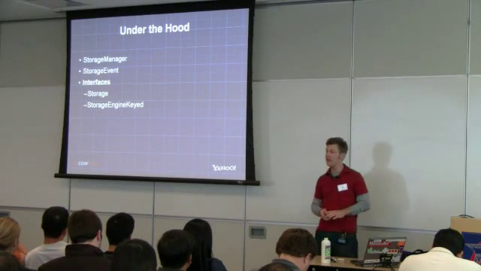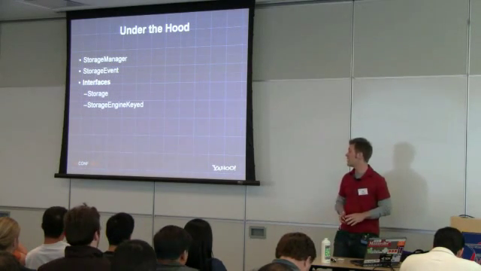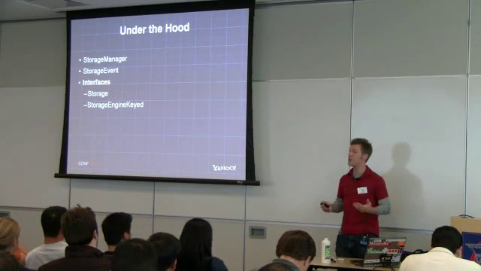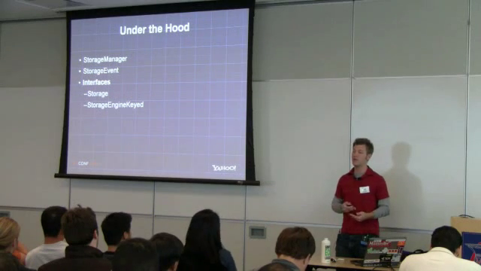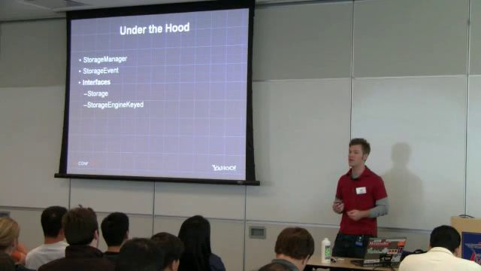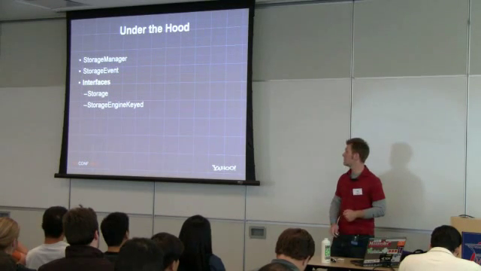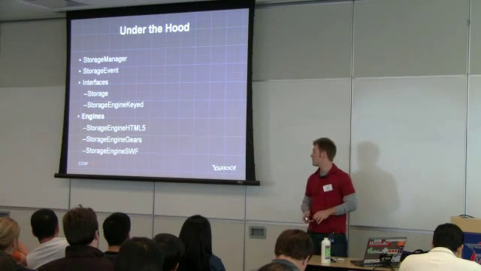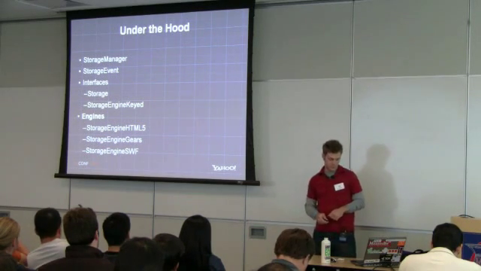Now, the storage engine keyed is also an interface, and it's been implemented by the Swift and Gears engine. What it does is it handles the management of all the keys. It mirrors it in the JavaScript code to make it faster and easier to fetch and evaluate if certain keys exist. And then the 3 engines: the HTML5, the Gears, and the Swift.